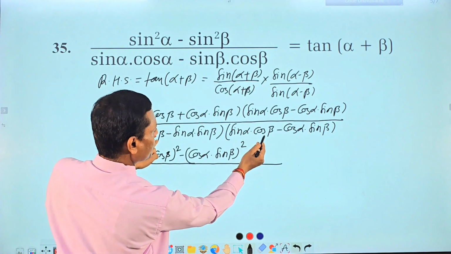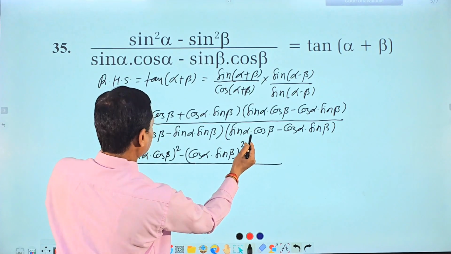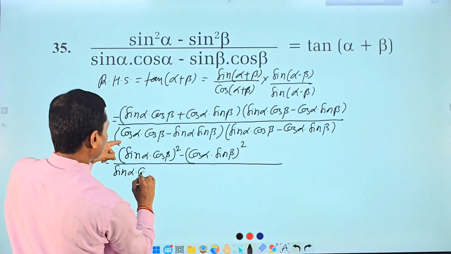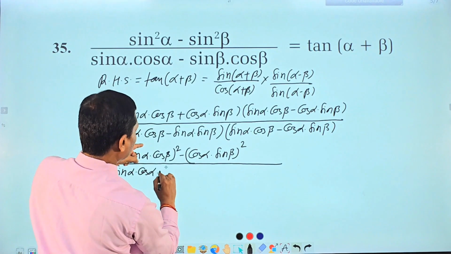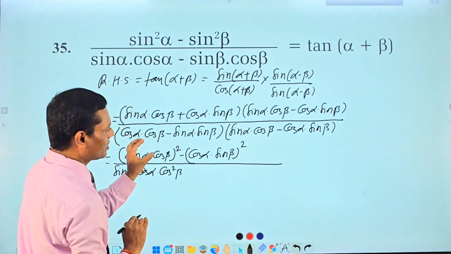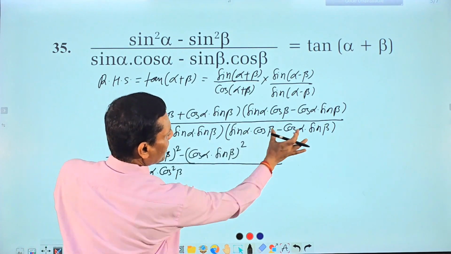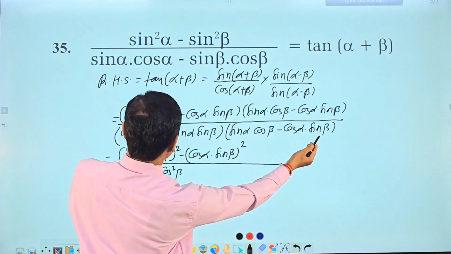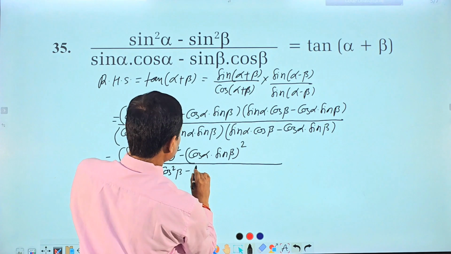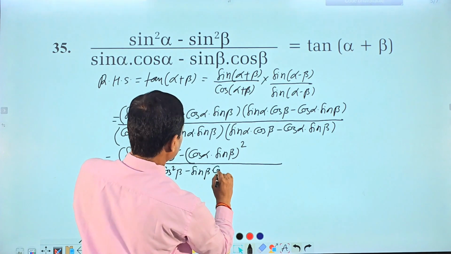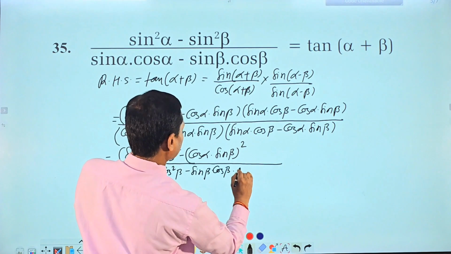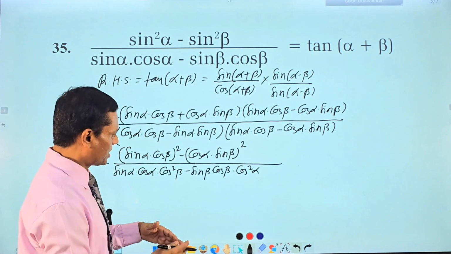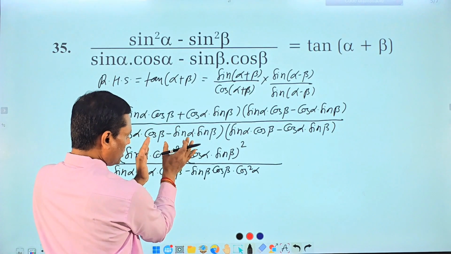So cos beta becomes cos square beta, isn't it? So remaining we have sin alpha cos alpha, so sin alpha dot cos alpha into cos square beta. Understood? Okay, now this into that part. See which one is matching? Cos alpha, right? So we write here sin beta cos beta minus sin beta cos beta dot cos square alpha. Clear?